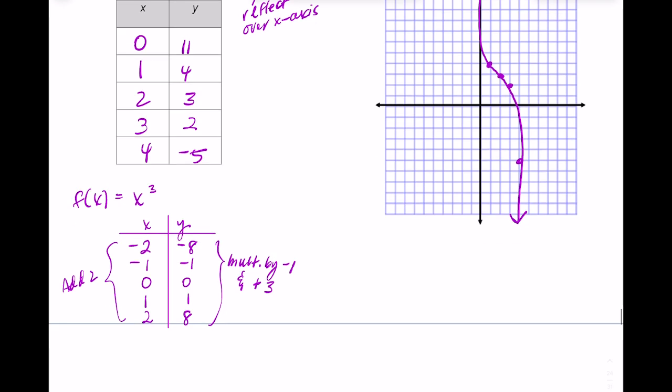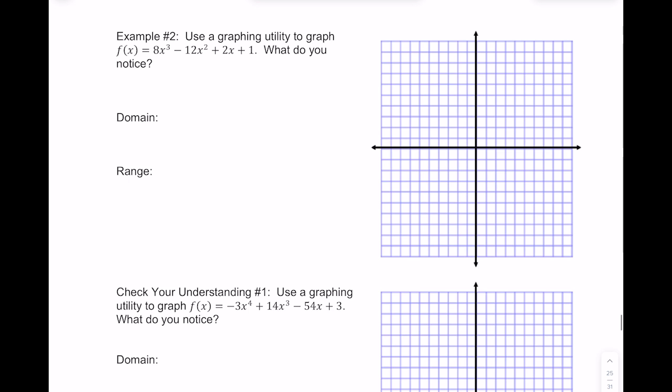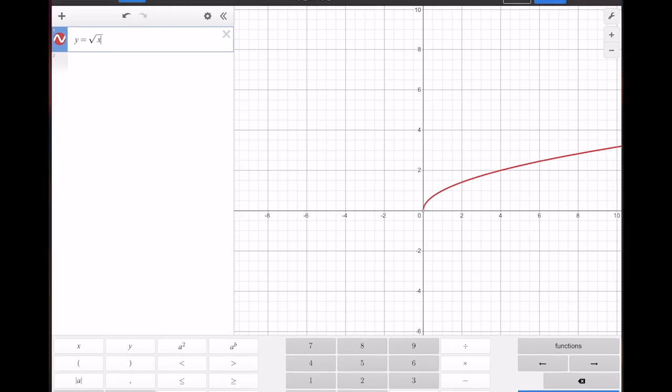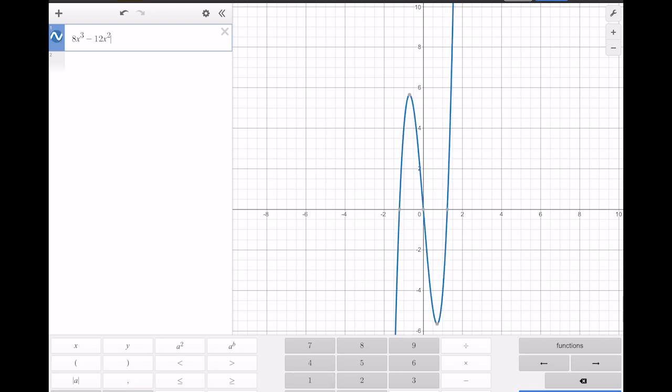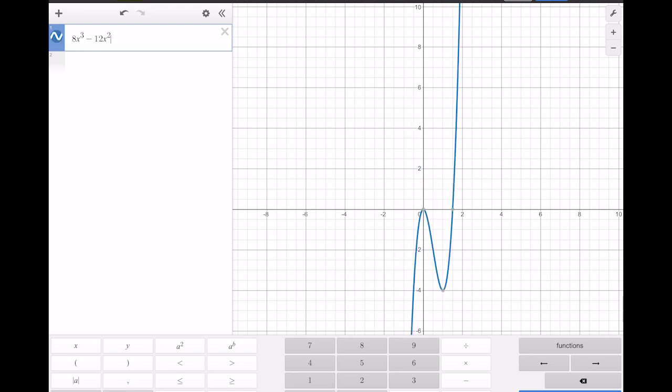Okay, here's another example. For this one, we're going to use a graphing calculator to graph this and look at what we notice. I'm going to use Desmos to graph this. You can use your graphing calculators. So it's 8x to the third minus 12x squared plus 2x plus 1.